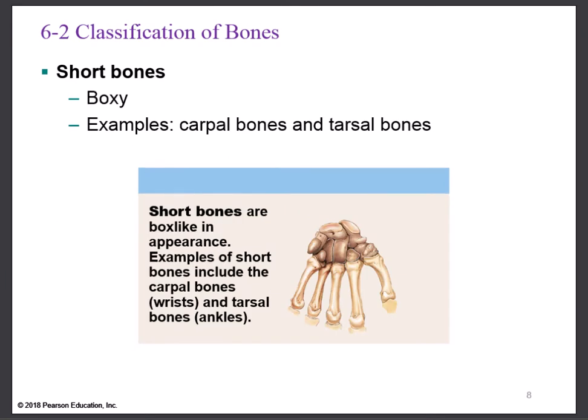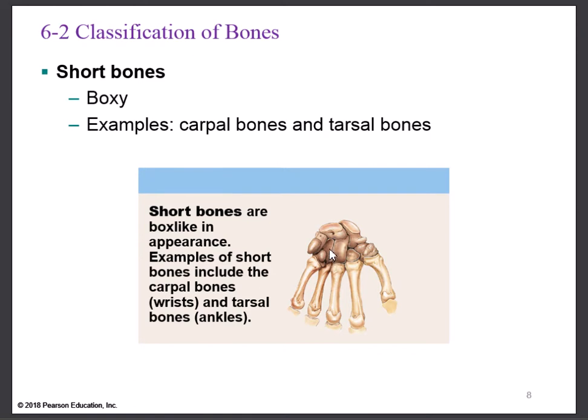Short bones are more box-like. Think of them as being square or rectangular. And this happens to be a picture here of the carpal bones, which are forming our wrist. If you take a look over here, this bone right here is kind of box-like, kind of rectangular. It's got flat surfaces. This bone over here also.